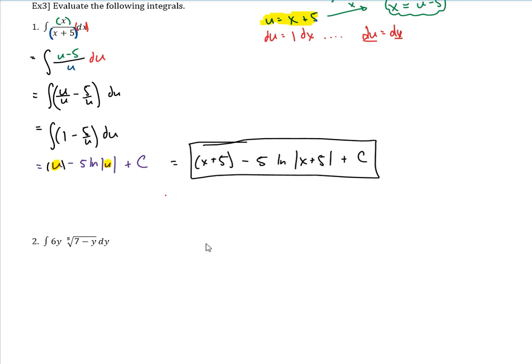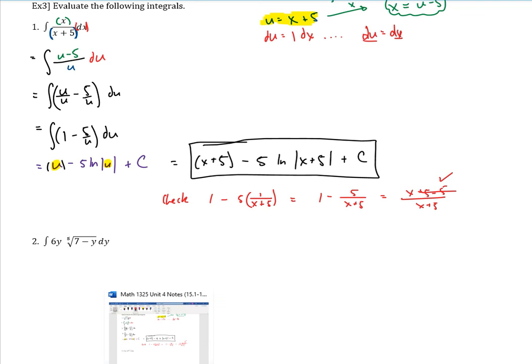So if we check it, the derivative of x is 1, derivative of 5 is 0, and then we have minus 5. The derivative of the natural log of x plus 5 would be x plus 5 in the denominator, 1 up top. And so this needs some simplifying. It becomes 1 minus 5 over x plus 5. Getting a common denominator it would be x plus 5 minus 5 over x plus 5. And then the 5 minus 5 would cancel, and we're left with what we started with. So it does work. It's just a little harder to check. So sometimes it's tough to check.